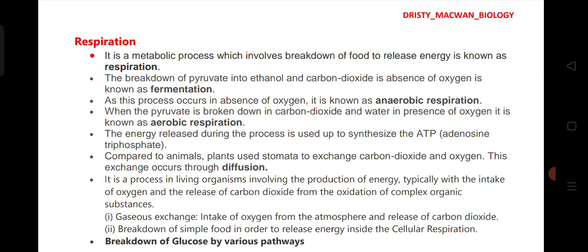This process takes place inside living organisms, and it involves the production of energy. So it is going to produce energy, typically with the intake of oxygen. The intake, that is inhalation of oxygen, is done, and the release of carbon dioxide occurs. So typically the intake of oxygen is seen and the release of carbon dioxide is observed. That is nothing but the oxidation-reduction reactions taking place in organic substances.